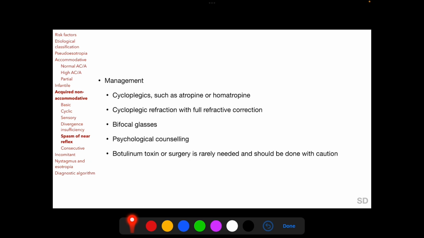Management of patients with spasm of near reflex is mostly non-surgical, with cycloplegics such as atropine or homatropine, cycloplegic refraction, bifocal glasses, and psychological counseling. Botulinum toxin or surgery is rarely needed and should be done with caution in these patients.